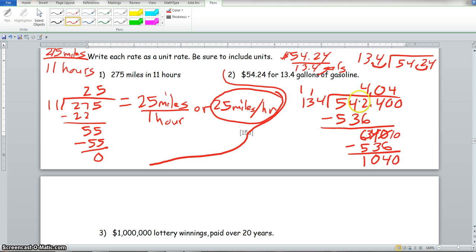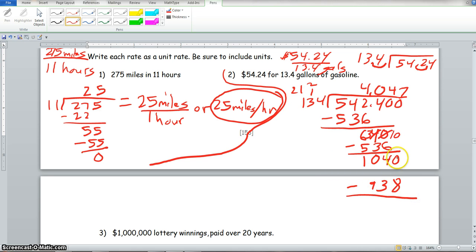Now, this looks as though this decimal is going on for a long time. So we're going to round to 2 decimal places. So we're going to go to the 3rd decimal place and then see if we round up or keep it the same. So 134 goes into 1,040 7 times. 7 times 4 is 28. We carry our 2. 7 times 3 is 21, plus 2 is 23. Carry our 2. 7 times 1 is 7, plus 2 is 9.